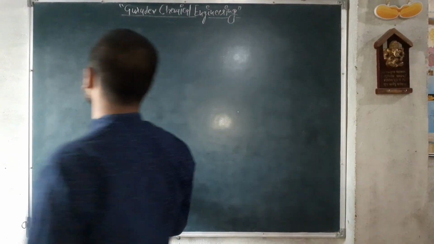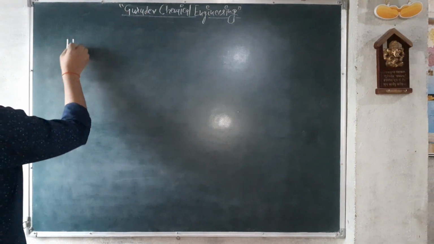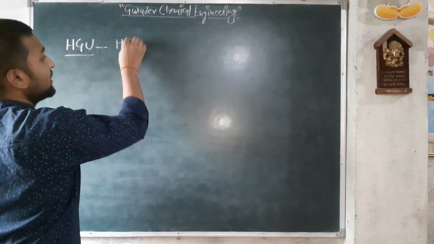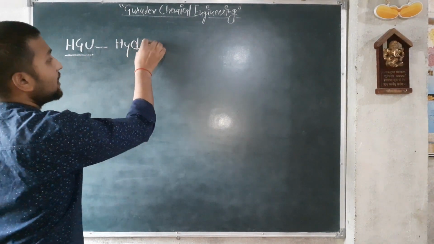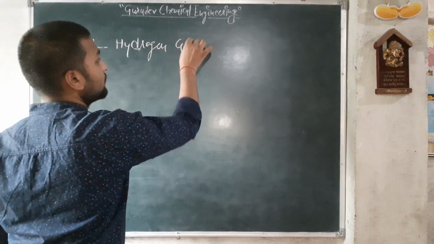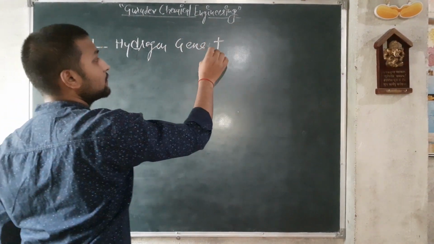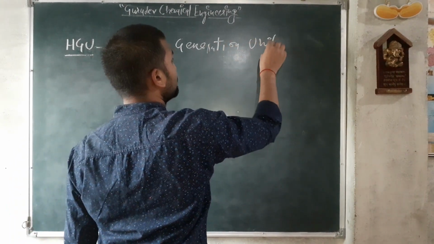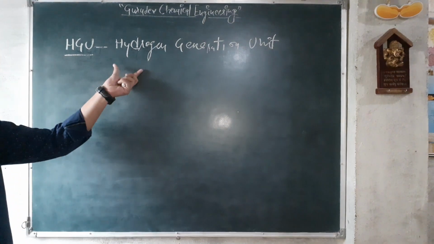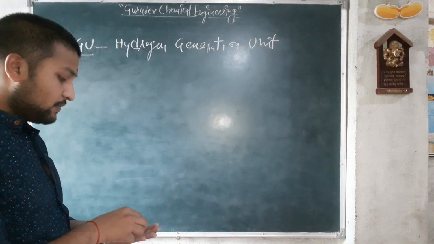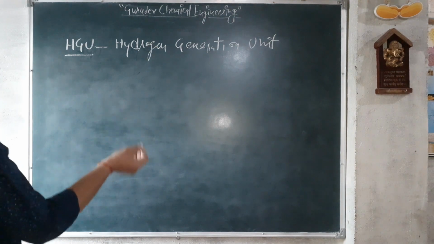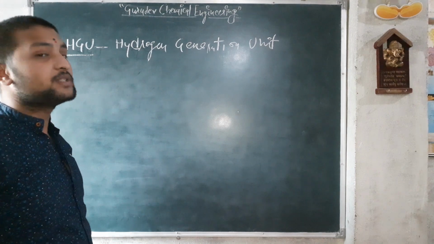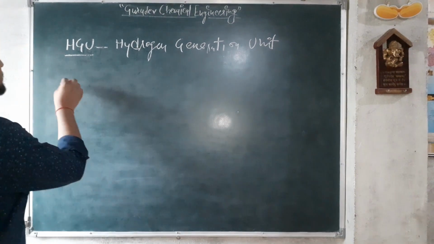Hydrogen generation unit. So basically HGU stands for hydrogen generation unit. So we will discuss the feed of the hydrogen generation unit. Before we start, we have to know about the objective of the hydrogen generation unit.